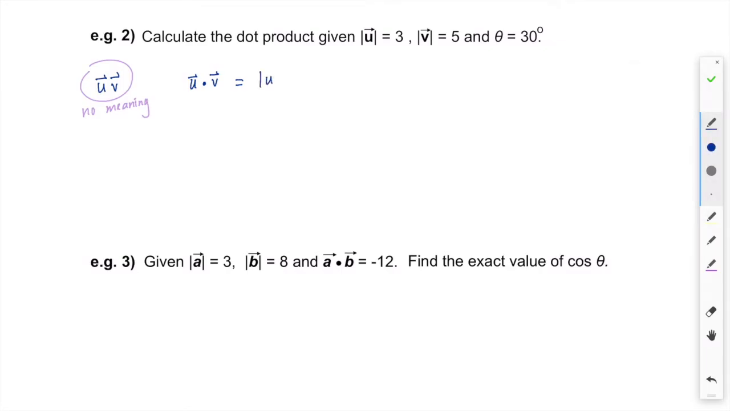I know that the dot product is magnitude of u, magnitude of v times cosine theta. So let's sub in 3 times 5 times cosine 30 degrees. If it helps, in the 2, 1, root 3 triangle, 30 degrees is here. So cos 30 is root 3 over 2. That means I have 15 root 3 over 2. That's it. And yes, we do get a scalar quantity as a result.